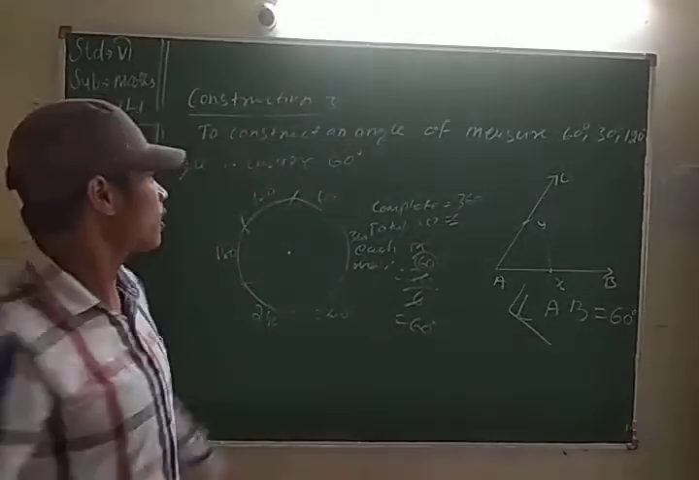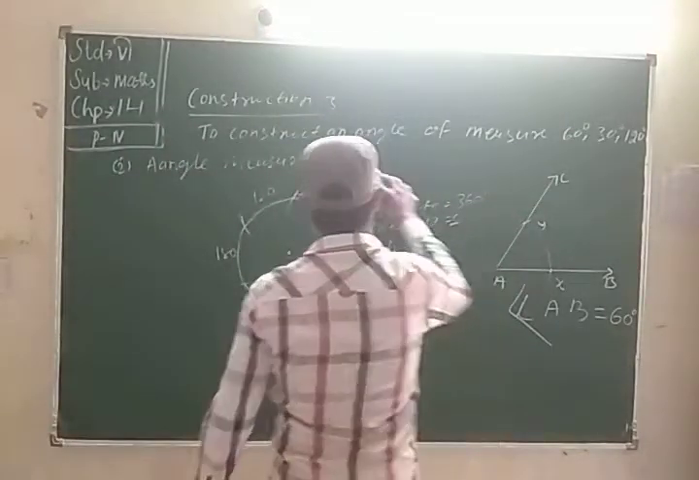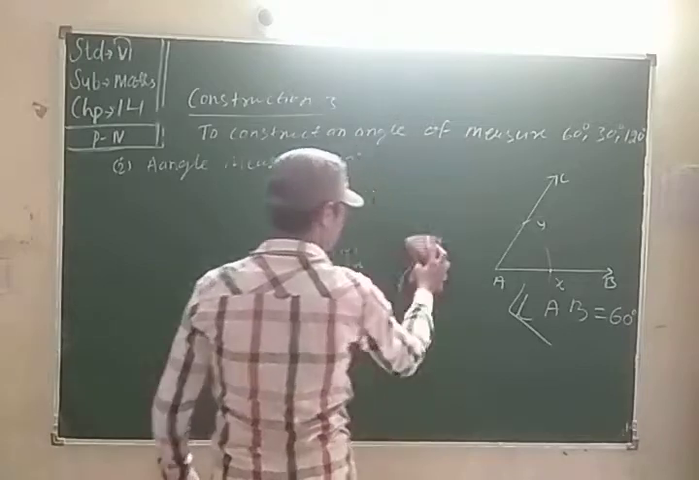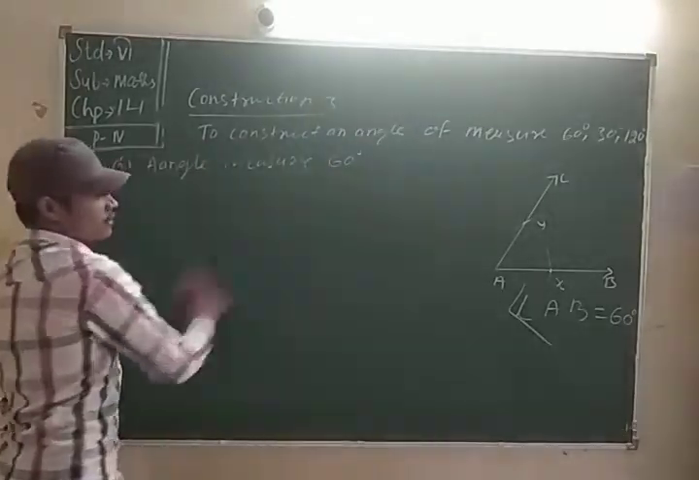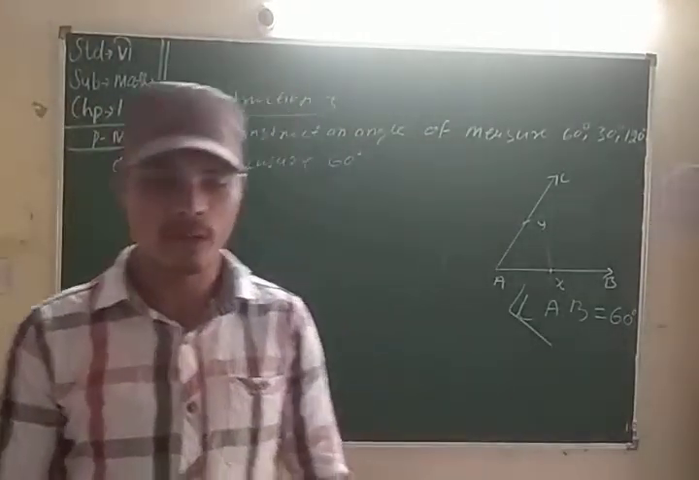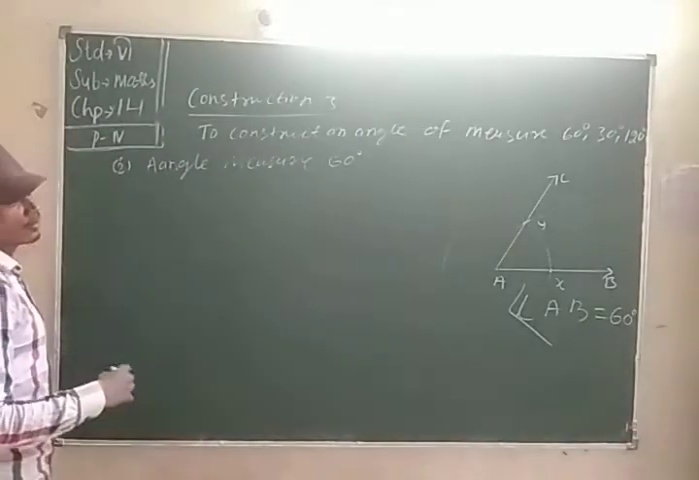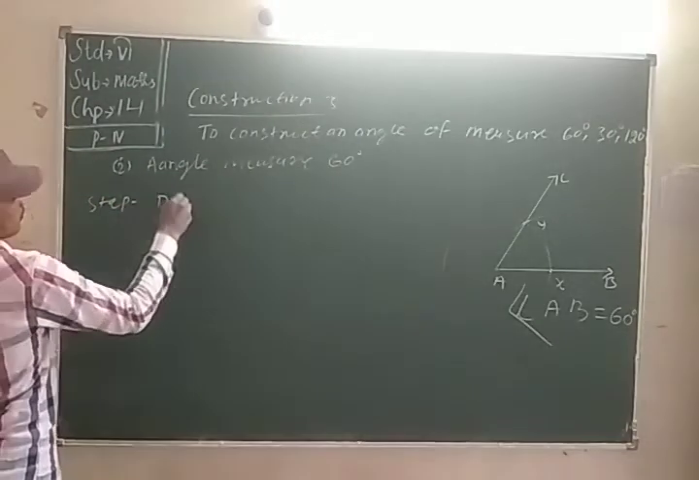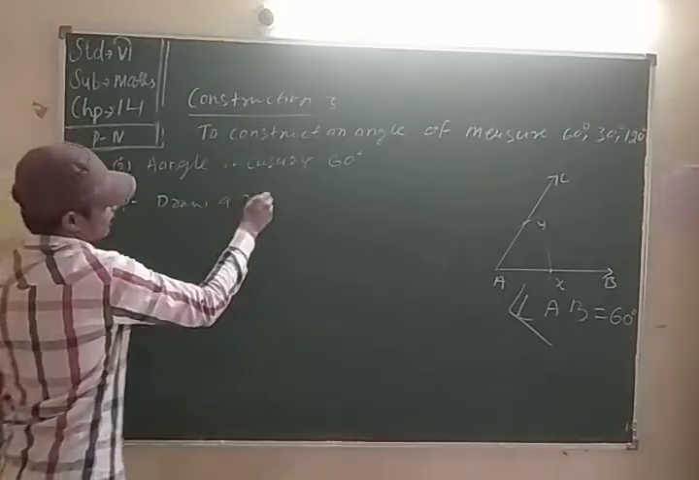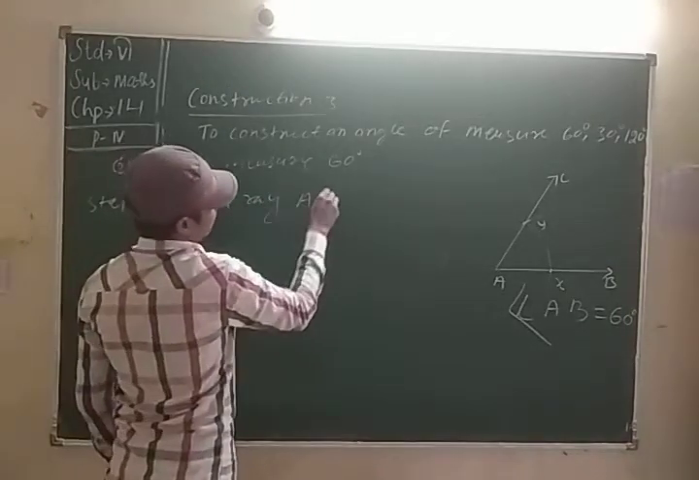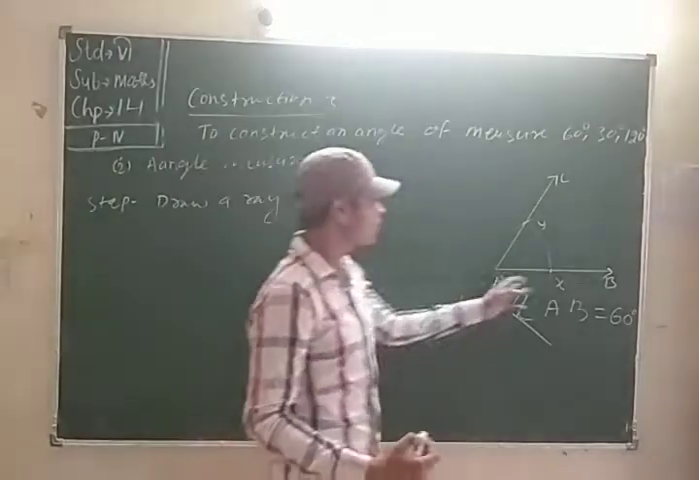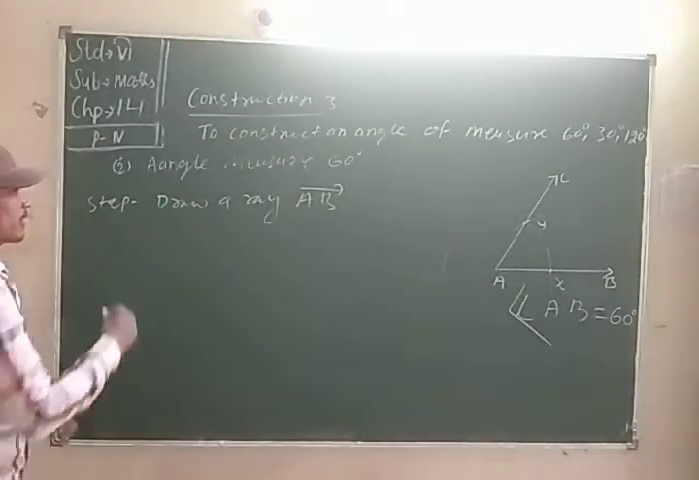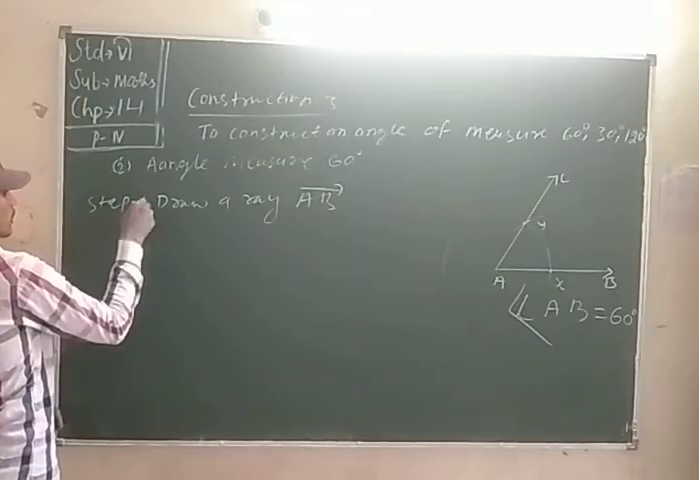Now we will construct the 30 degree angle. First we have the steps of 60 degree. Then you can write the steps. Step 1: draw a ray AB. Here is the ray AB. After that, step 2.